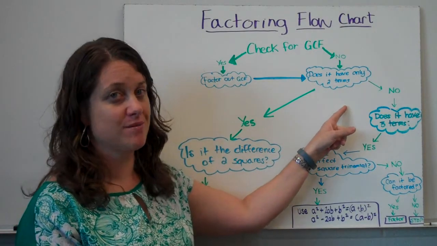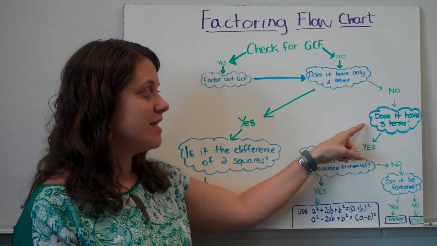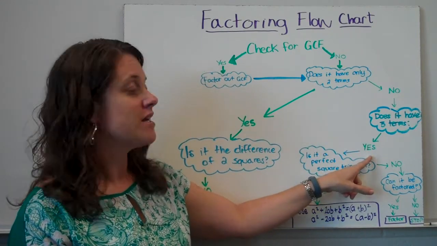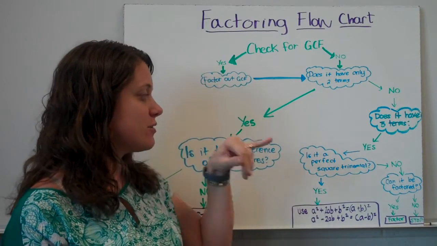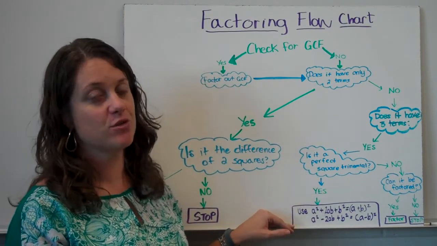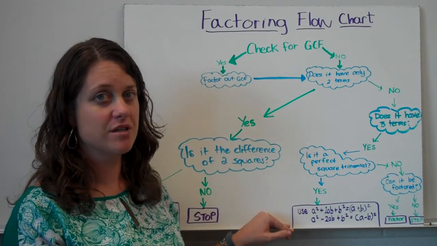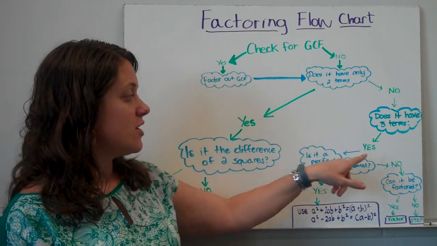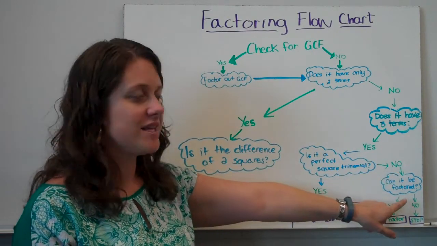All right, now let's go back. Does it have only 2 terms? Why, no, it does not. Does it have 3 terms? Why, yes, it does. Okay, is it a perfect square trinomial? Why, yes, it is. Well, then use the perfect square trinomial information that you learned, which can be found at the bottom of your chart. No, it is not. Well then, let's check.